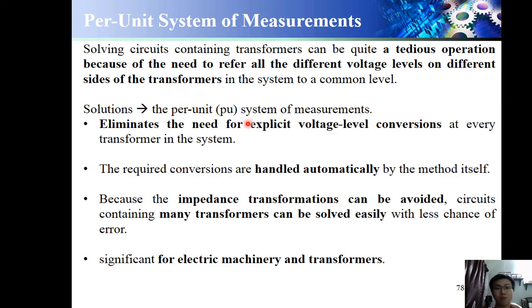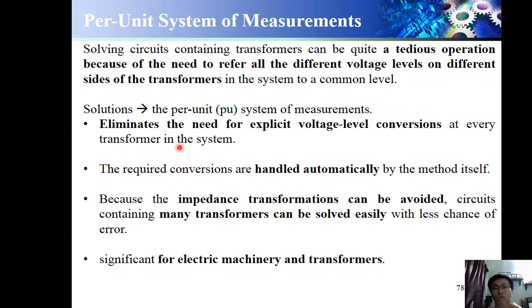We use a per unit (PU) system of measurements to eliminate the need for explicit voltage level conversion at every transformer in the system. For example, just now we learned how to refer the secondary side to the primary side or the primary side to the secondary side, and it's quite difficult. In the end, we just want to study the characteristics: what is the R equivalent, X equivalent, XM, RC, and it's quite tedious.